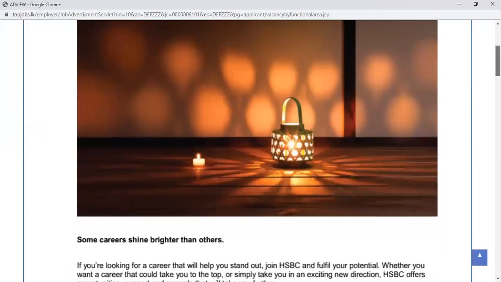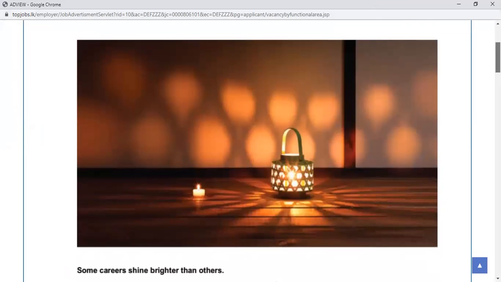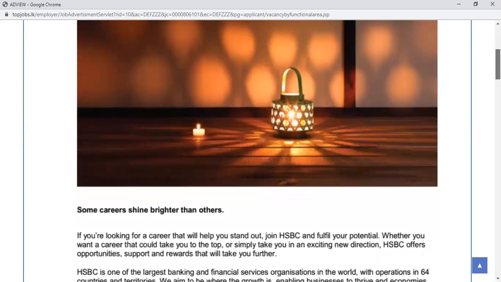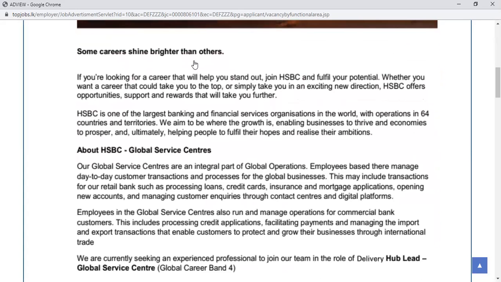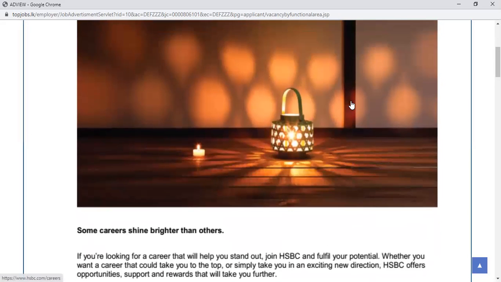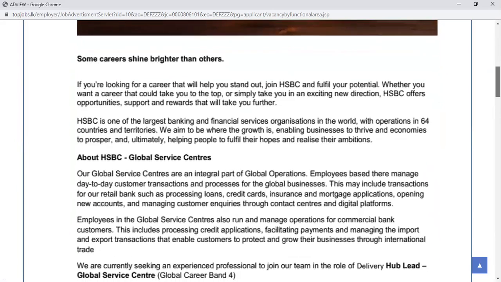This is the advertisement. Only a picture is there. What is the picture meaning? There are two candles. There is a meaning underneath this, but I'm not talking about that. Let's go to the advertisement straight away. Some careers shine brighter than others. You can see this one shines brighter than others. This is also the same thing, but this one shines more. Look at the contrast they have given.